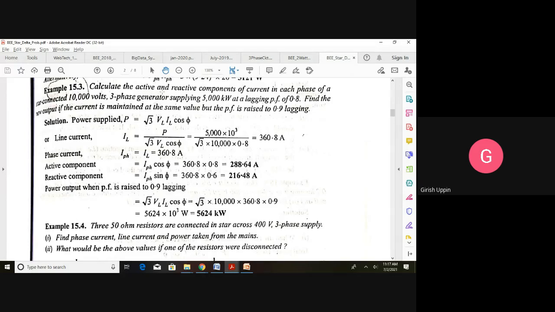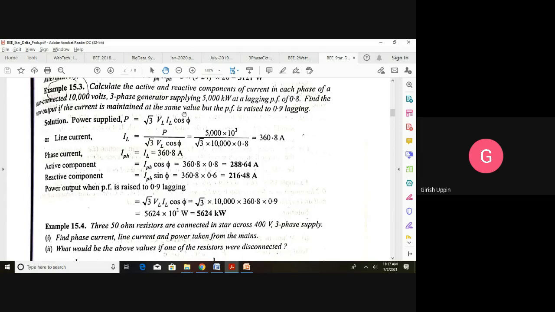We have to calculate the active and reactive components of the current. So current is lagging the voltage by an angle phi. What is the active component? I into cos phi, that is the active component. What is the reactive component? I phase into sin phi, that is the reactive component.